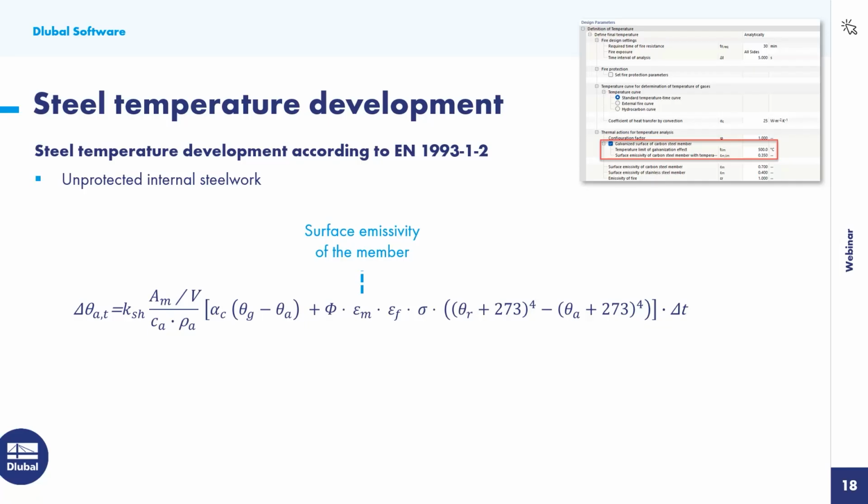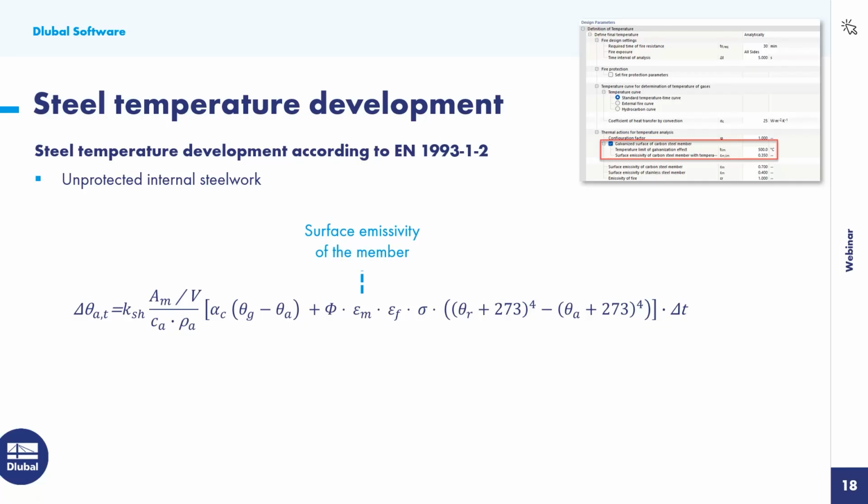Although this sounds highly theoretical, we are all very familiar with the relationship between surface emissivity and temperature development from real-life experience. Imagine on a sunny summer day, it is much nicer to wear a light-colored shirt than a dark one, as it reflects a greater proportion of solar radiation and does not heat up as much. That sounds good, but you might ask, what does that have to do with our steel member?